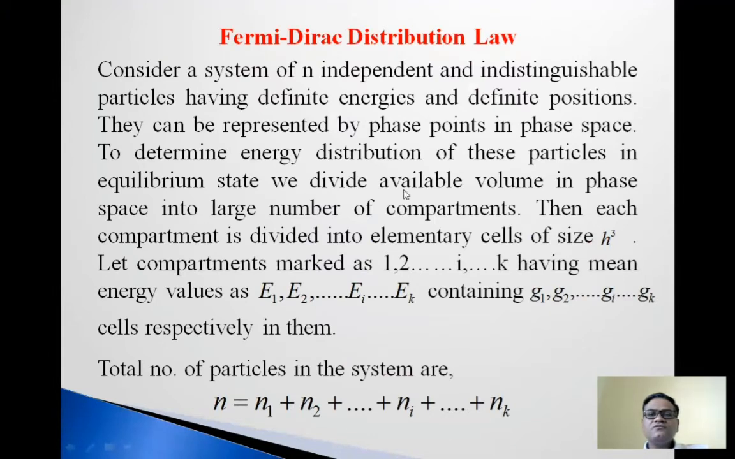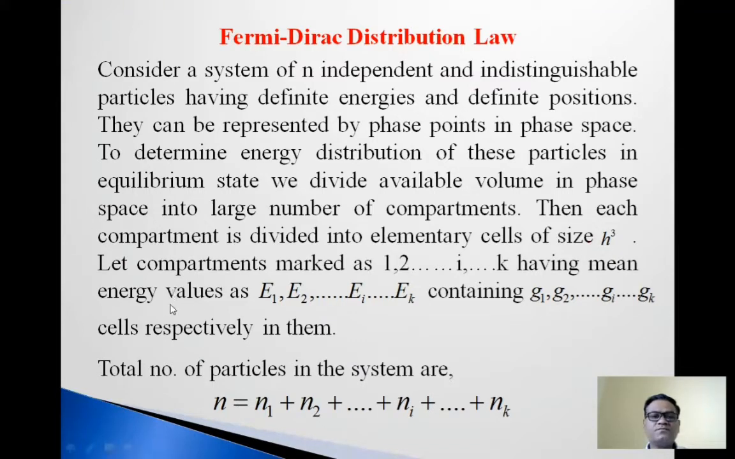So friends, consider a system of independent, indistinguishable particles. Particles are independent and indistinguishable, but they have different energies and different positions. So they can be treated as phase points in phase space. Now, to determine the energy distribution of these particles in equilibrium state, we divide the volume in space into a large number of compartments. Then, again, each compartment is divided into elementary cells of size h cube.